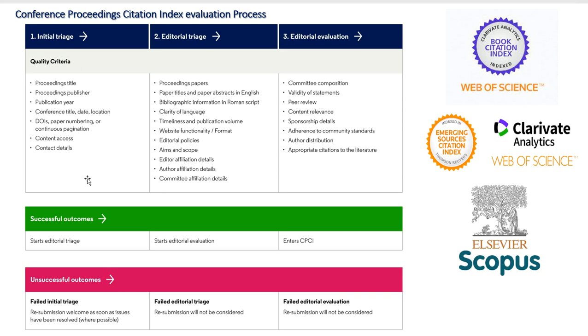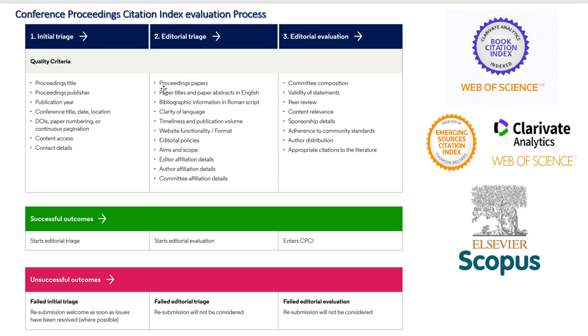These are verified through the indexing evaluation process. Whether it is a good platform or not, whether it is conference proceedings or not, whatever it may be. These are the initial checks. Later the publication comes to the editorial stage.